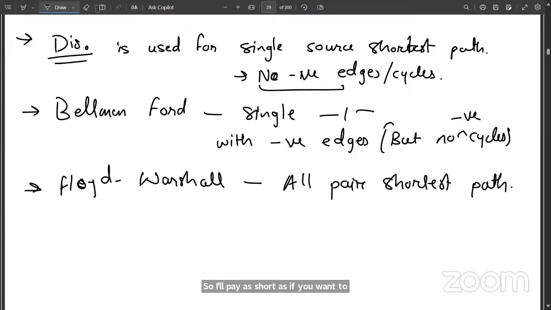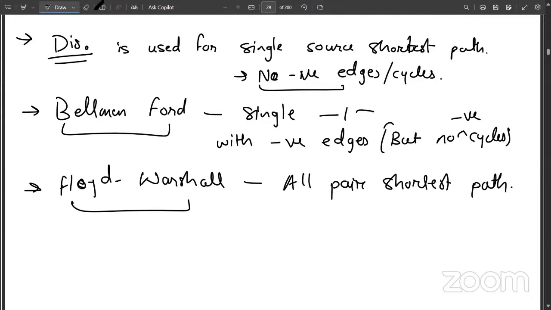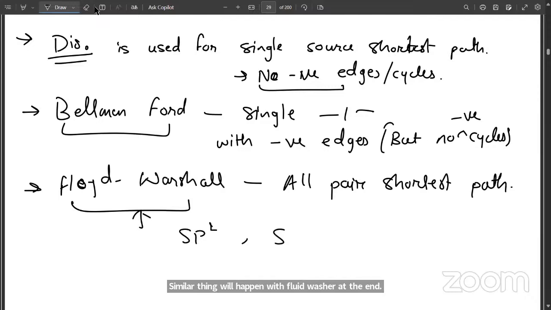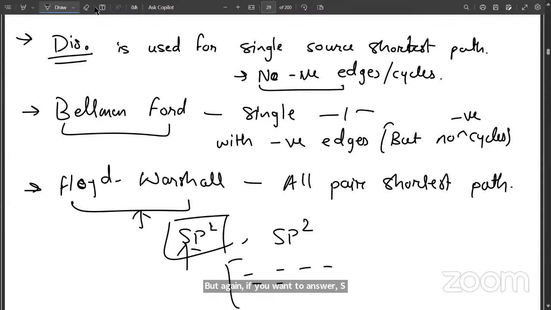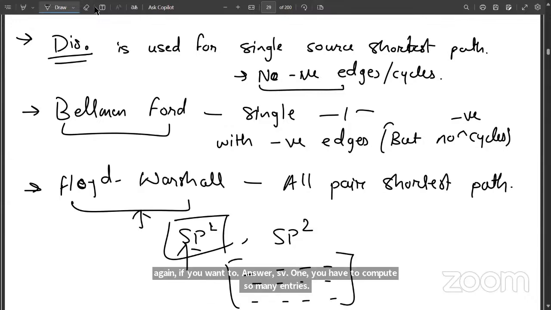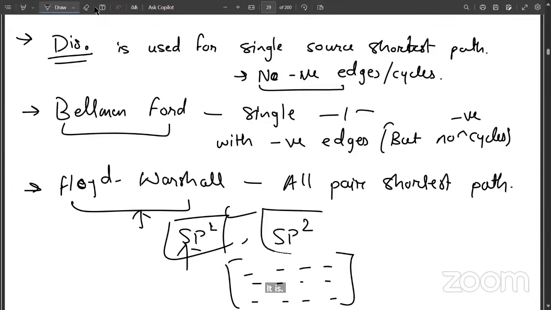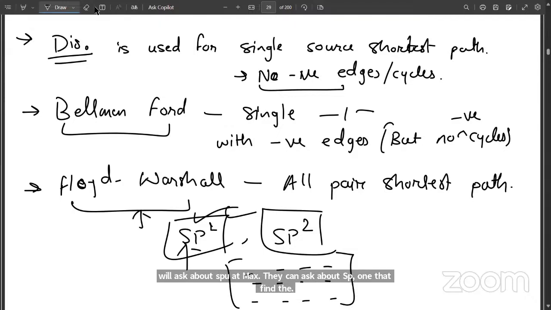Will questions come from Dijkstra's or Bellman-Ford algorithms? It's very tough to ask a question from the Bellman-Ford algorithm because only at the end stage will you get your answer. A similar thing happens with the Floyd-Warshall algorithm; only at the end will you find the answer. They can ask about SP1 and SP2 at most, but again, to answer SP1 you have to compute so many entries. I really don't hope they will ask about SP1 either. At most, they can ask about SP1, to find the weight. Sorry, what is SP1 and SP2, ma'am?